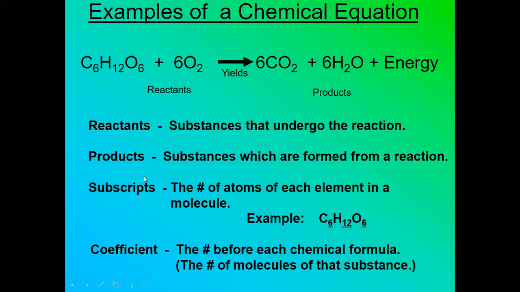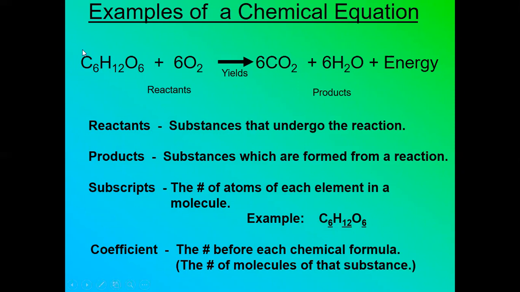Subscripts and coefficients. A subscript is the number of atoms of each element in a molecule. For example, this is sugar or glucose. There are 6 carbons, 12 hydrogens, and 6 oxygens inside this compound. Now, the coefficient is different. The coefficient is going to go before the total, and it basically says how many copies of the molecule or the element or the compound do I have.